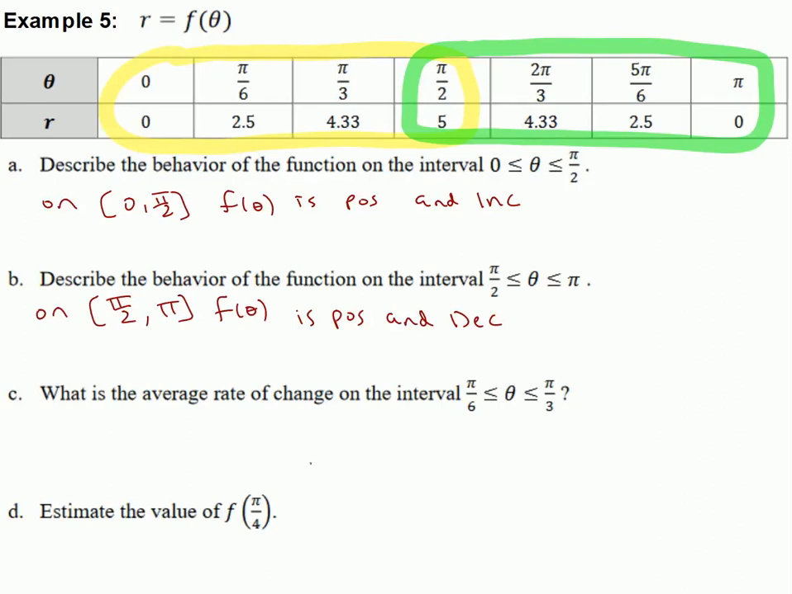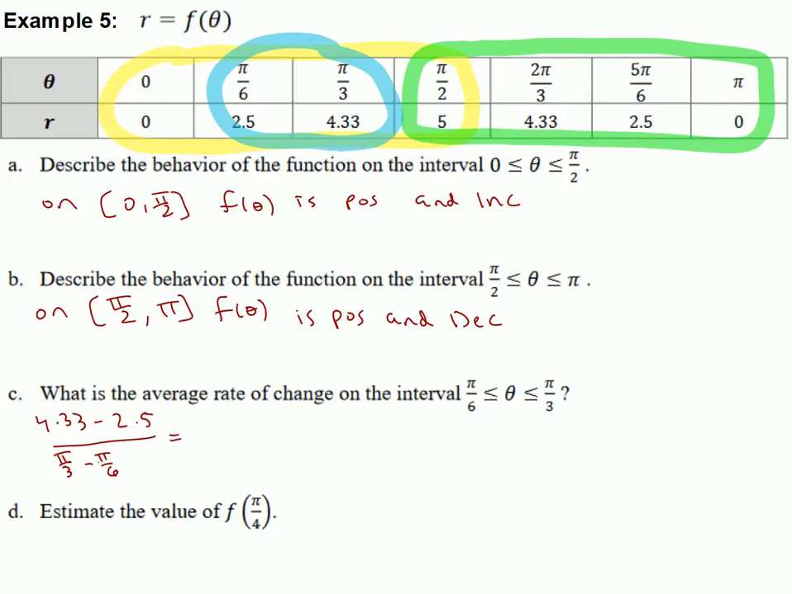Okay, so this is a really good question. So the average rate of change from pi over 6 to pi over 3, that's in this region right here. And again, that is really just slope. So we're just going to do y2 minus y1 over x2 minus x1. And I want to put that into the calculator, right?